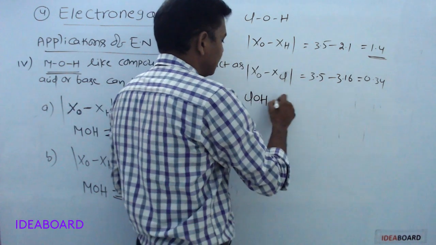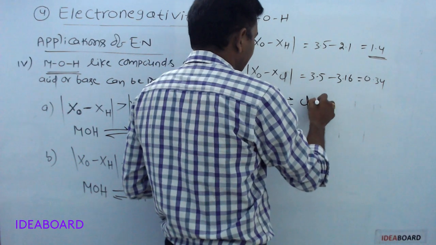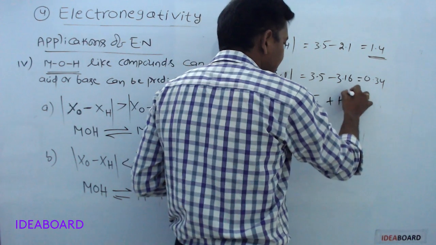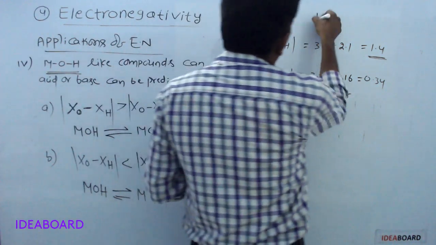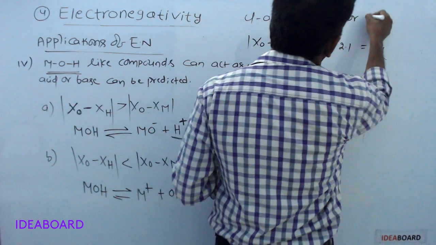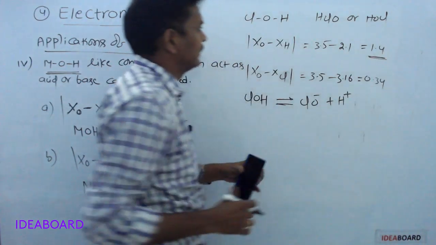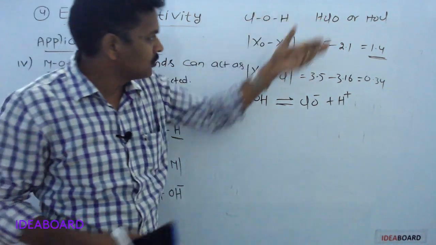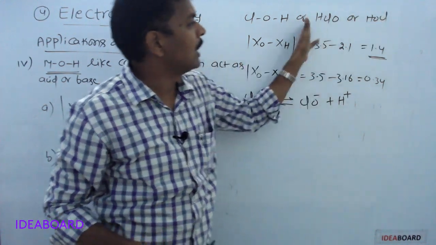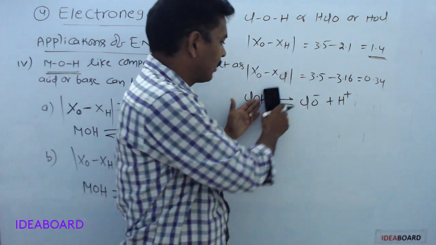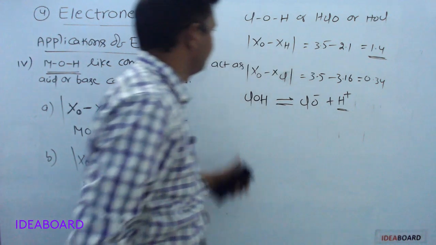So ClOH is acid. It can give ClO minus plus H plus ions, which is nothing but HClO or HOCl, hypochlorous acid. ClOH can also be written as HClO or HOCl, hypochlorous acid. It undergoes ionization and gives H plus ions.